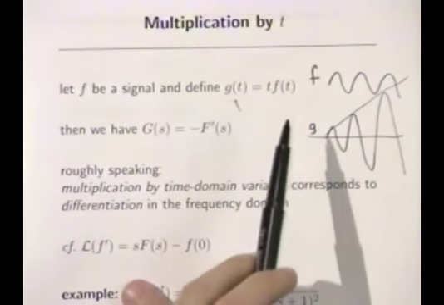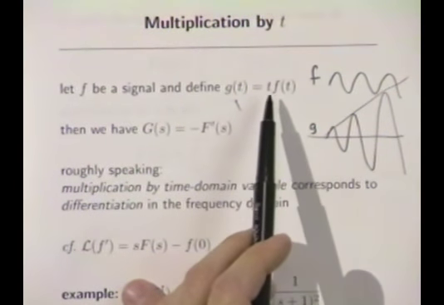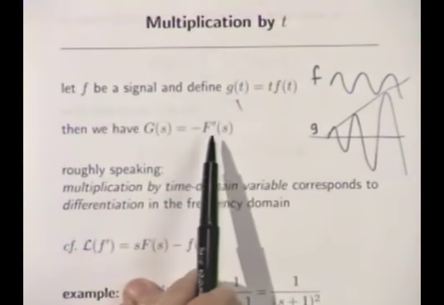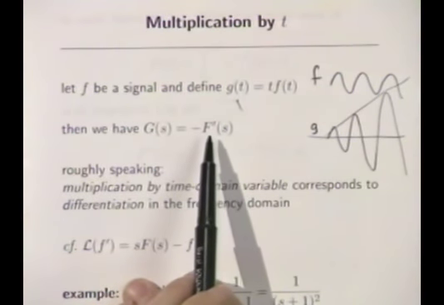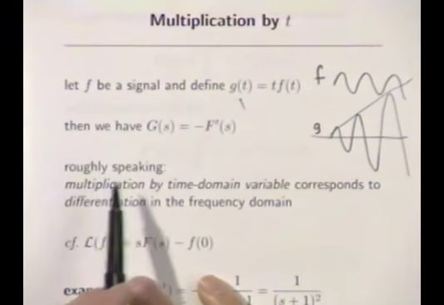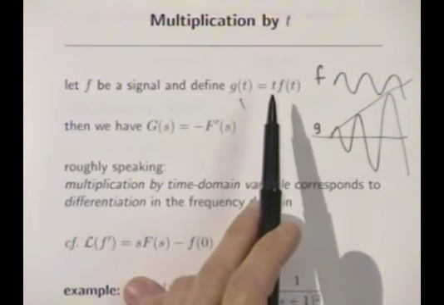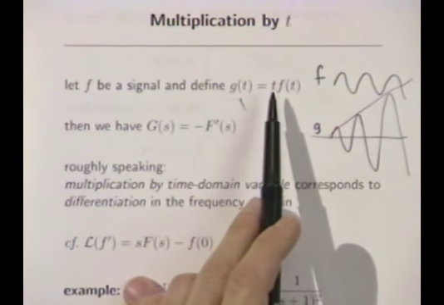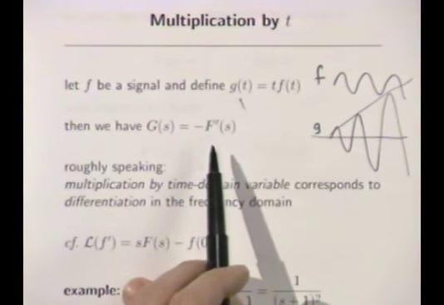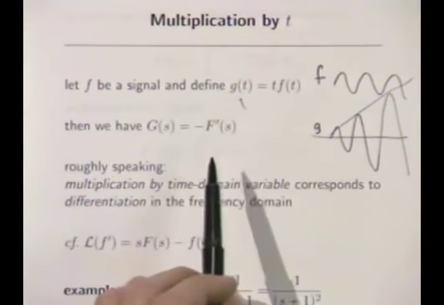It turns out that when you multiply by t, time, the Laplace transform of g is very simple. It's minus the derivative. What's nice about this is there's an obvious parallel, which you'll get more and more used to. Roughly speaking, this says that multiplication by the time domain variable, that's t, corresponds to differentiation in the frequency domain. That's how people would explain this at a very high level.